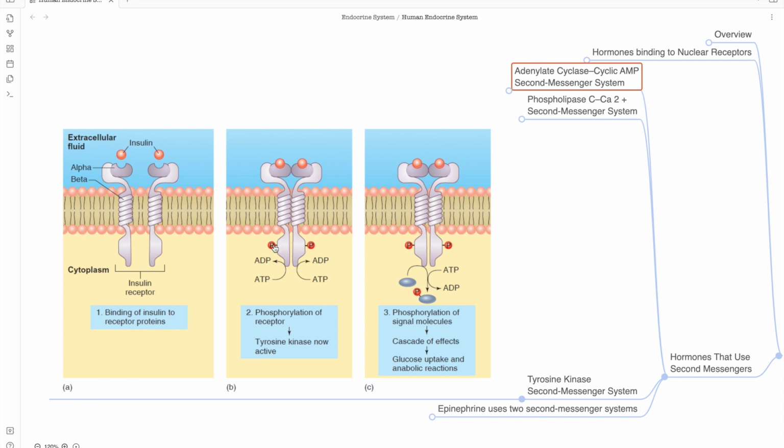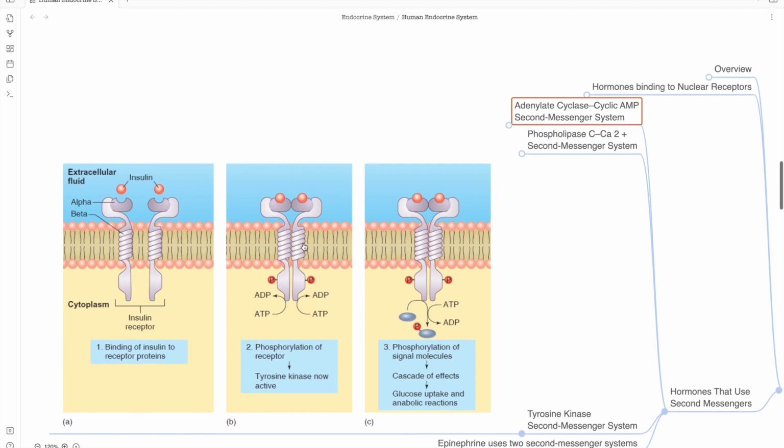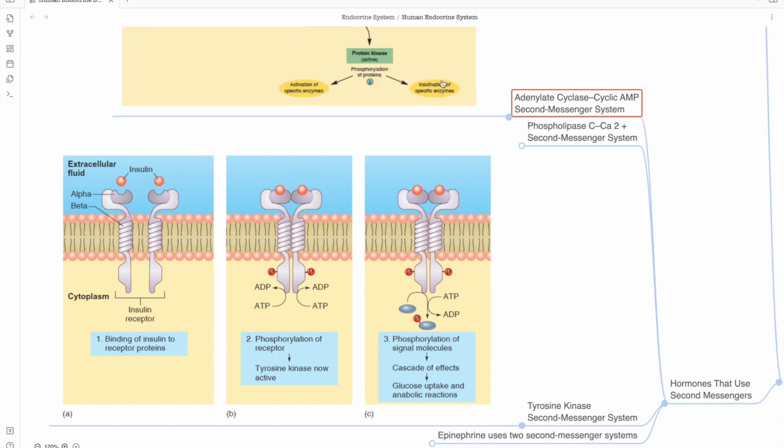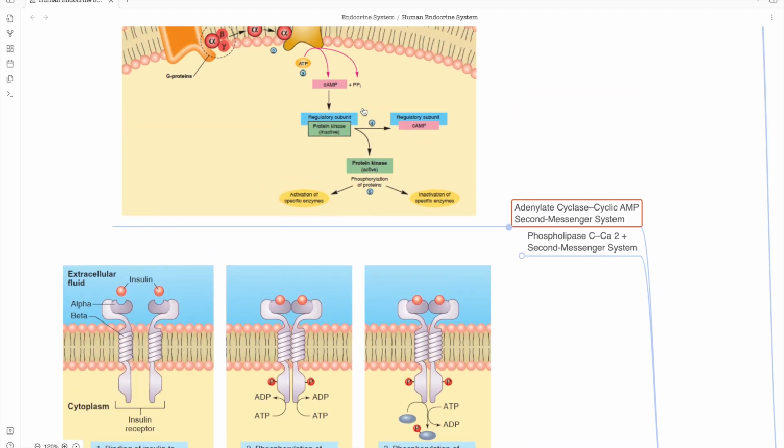So both the insulin and its receptor chains get dimerized together, and so there is a phosphorylation of the receptor. See, that's why I said that tyrosine kinase is a bit different, because there is a phosphorylation of the receptor. Previously, when we discussed the adenylate cyclase cAMP system, protein kinase was active and was causing the phosphorylation of some other proteins.